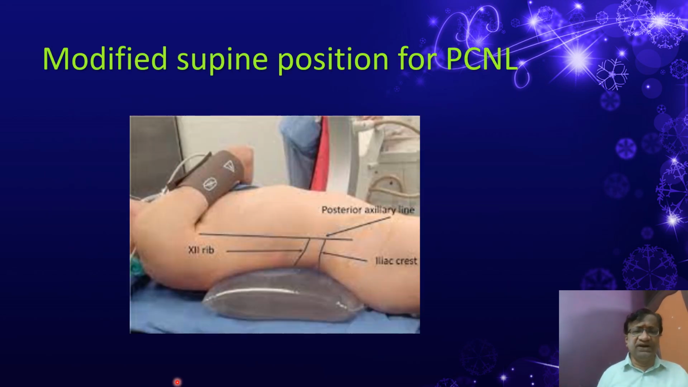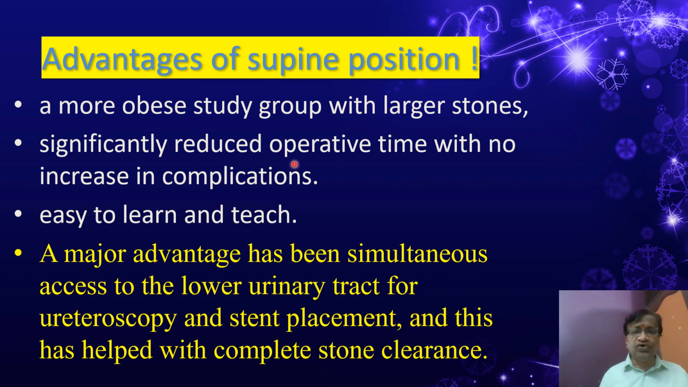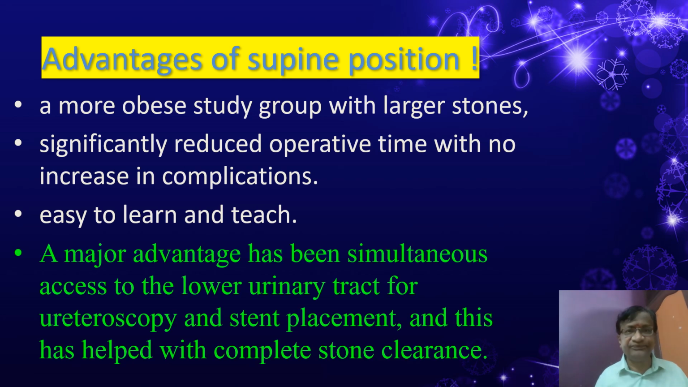Sometimes people have now started to use a modified supine position for PCNL. This is a big advantage because all your problems of prone, intubation, extubation, position, stretcher, everything is normal. Also in obese patients, larger stones, it reduces operating time and is easy to learn. It is very important. If you do a supine PCNL, you can also put a stent from there. You can work from the supine position also. If it is prone, it is very difficult to work.